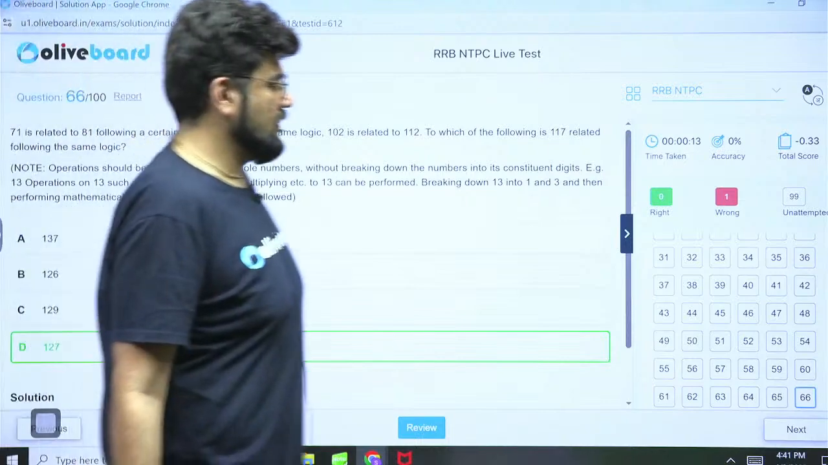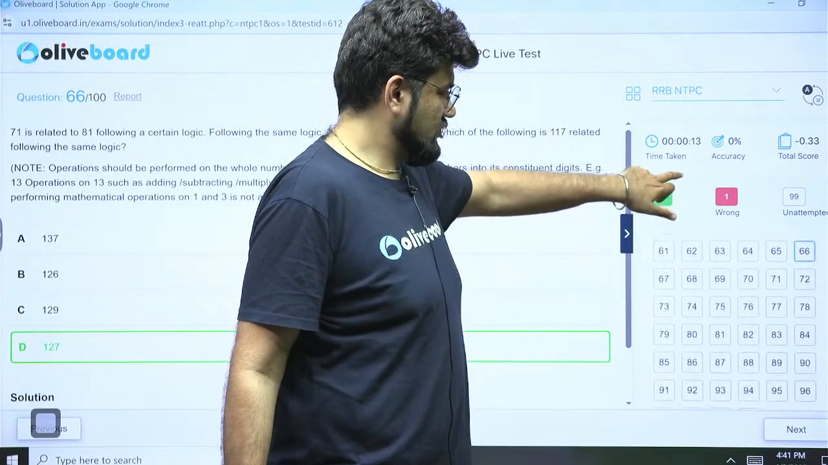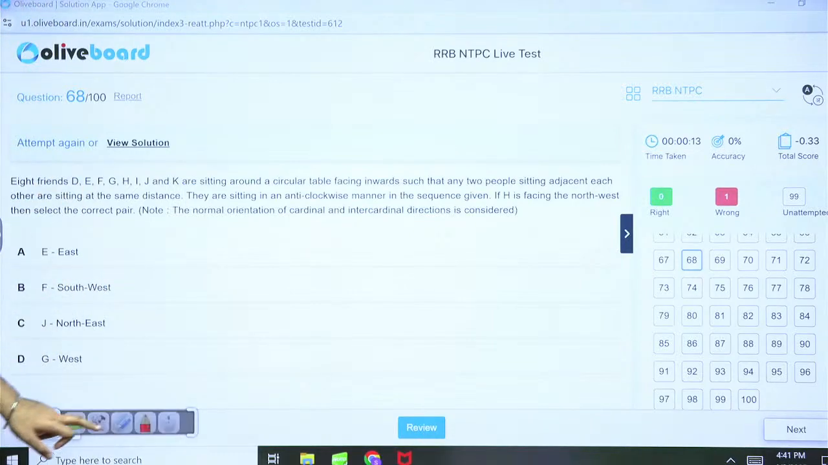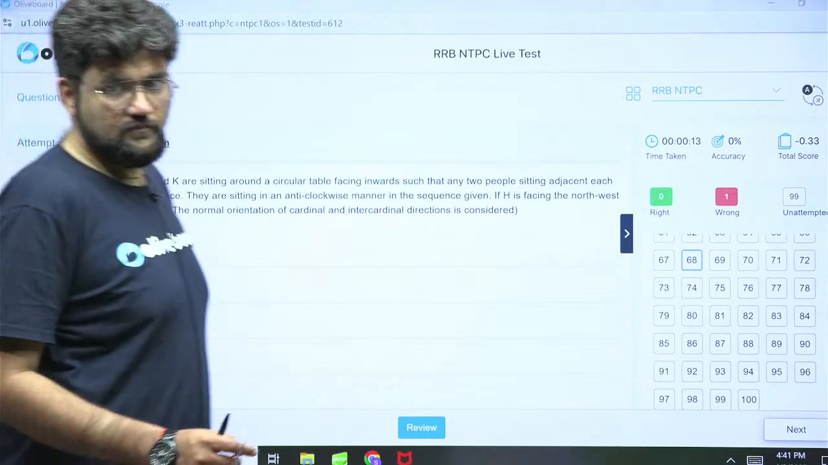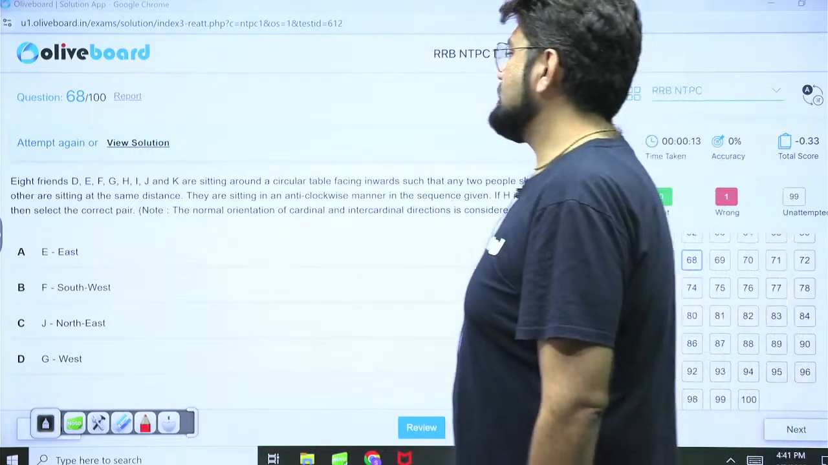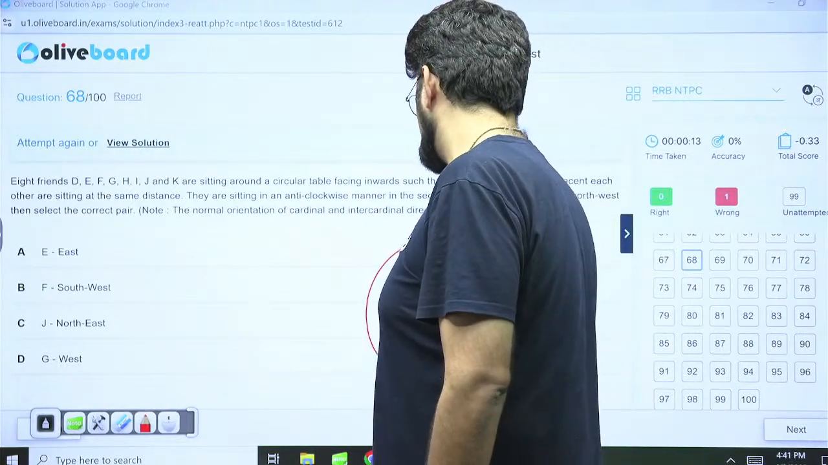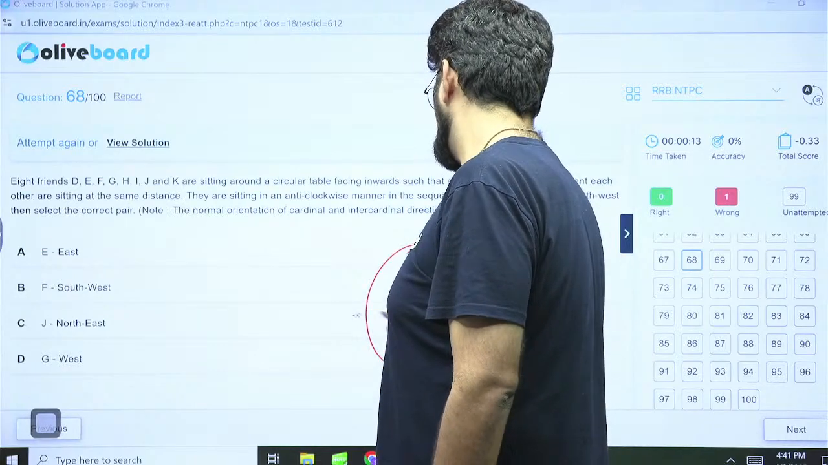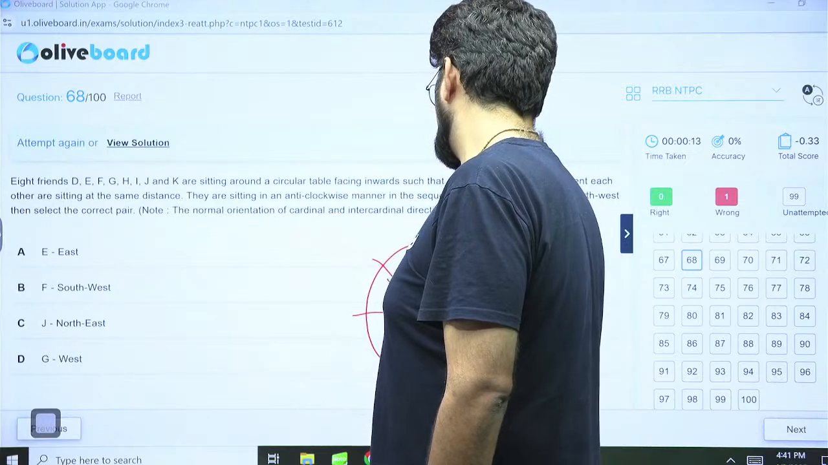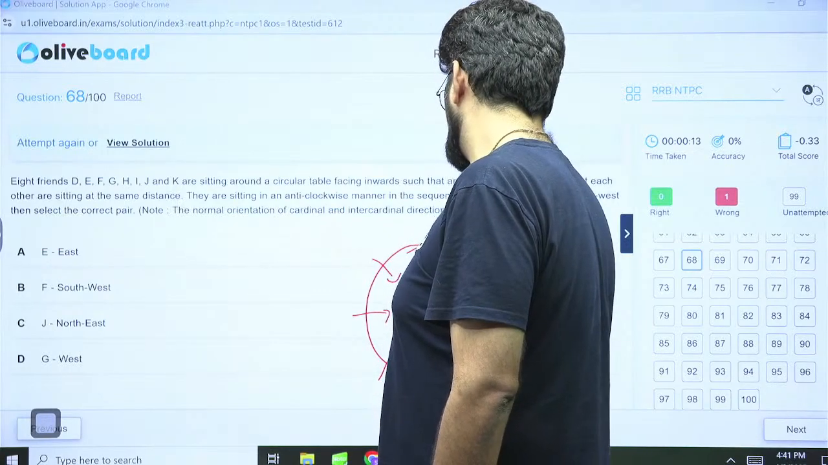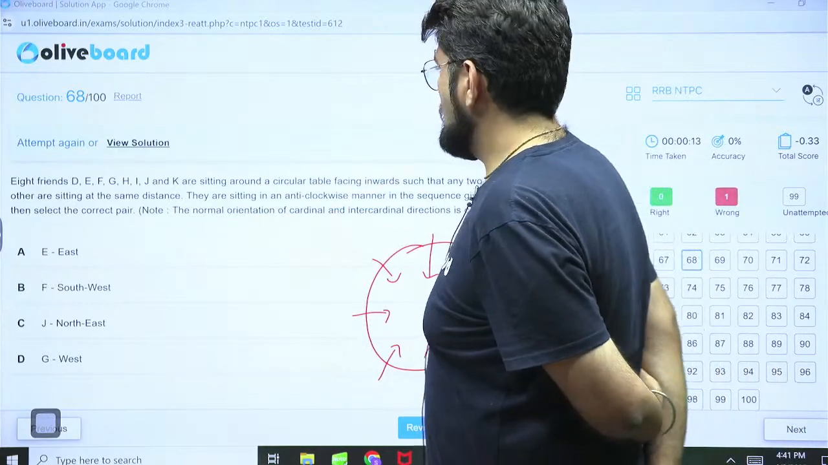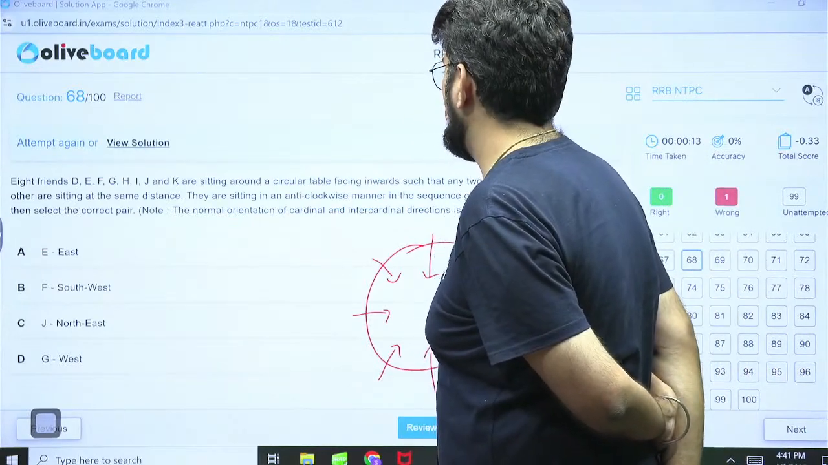Question number 68. Seating arrangement. Okay. So 8 friends are sitting around a circular table facing inwards. Circular table, 8 friends are sitting. So 1, 2, 3, 4, 5, 6, 7, 8. Adjacent each other are sitting at the same distance. Okay. They are sitting in anti-clockwise manner in sequence given.